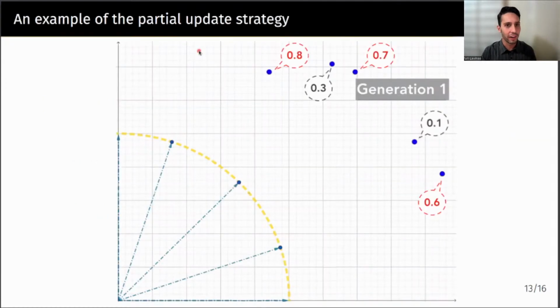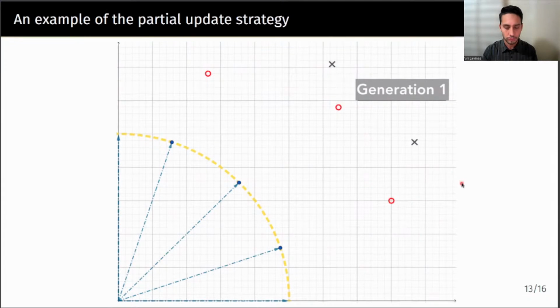Let me give an example of the partial update strategy, following the same example, the same 2-objective problem I've been using before, still with the 5 subproblems. As you can see now, we have different values associated to each solution. Solutions with values above a certain threshold are selected and are shown here in red. The others with values below the threshold are not selected, and they are going to be left unchanged as they are right now. So we move only the red solutions. And then we'll restart the process for the next generation.